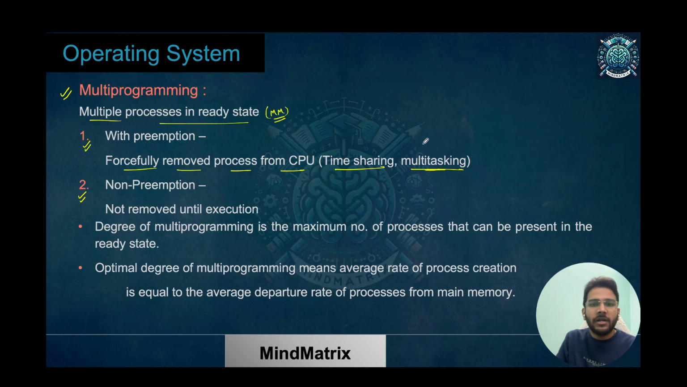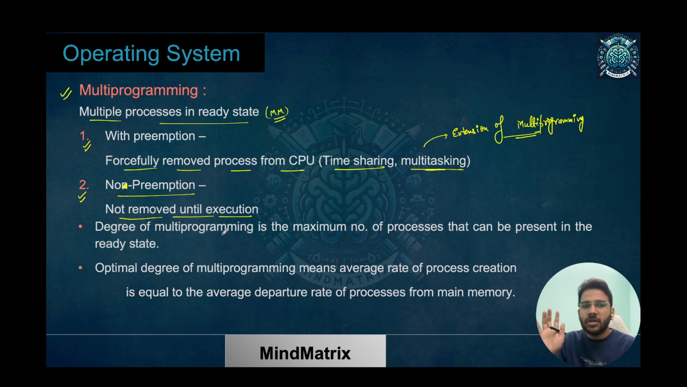So I explained that multitasking is an extension of multiprogramming. And if there is no preemption, in that case the process is not removed until execution completes. So until you completely execute the process, you are not going to take the CPU back from the currently executing process. Clear? Now what is degree of multiprogramming?